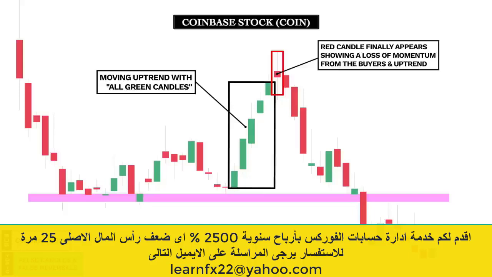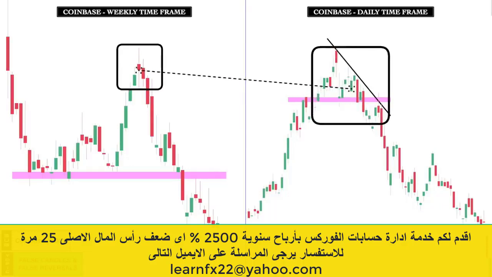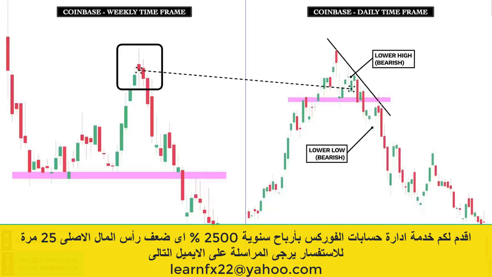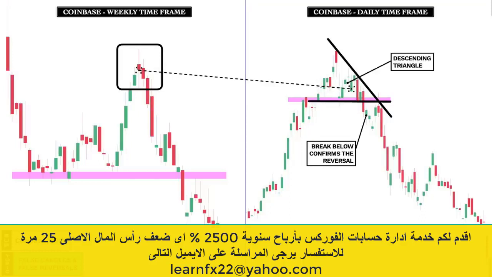So let's pull up the daily time frame. This area here on the Coinbase weekly time frame we just looked at is this same area here on the Coinbase daily time frame. You again had bearish price action through the lower high that formed and a lower low that formed, which represents a fully formed trend change from an uptrend to a downtrend. This is also a descending triangle pattern before price broke below, which is again a reversal pattern from an uptrend to a downtrend. So we were strictly looking for short trades to trade with this new bearish momentum.